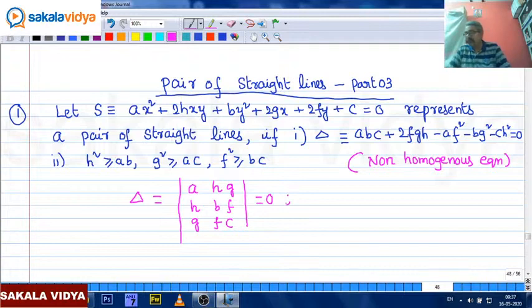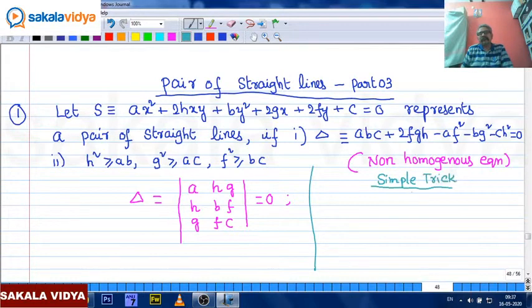Otherwise, I will tell you one wonderful shortcut. You may not find it anywhere, but somewhere it might be there. A very simple technique for the delta value, a simple trick to remember. Even though it depends upon the determinant, this trick is very simple: only multiplication and addition.